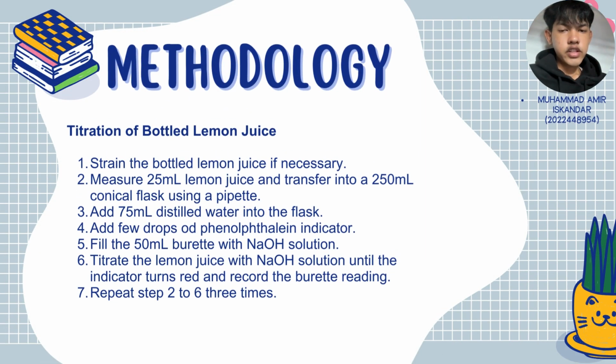Next is the titration of bottled lemon juice. First step, we have to strain the bottled lemon juice if necessary, and then measure out 25 ml lemon juice and transfer into 250 ml conical flask using a pipette, and then add 75 ml of distilled water into the flask. Add a few drops of phenolphthalein and fill the 50 ml burette with sodium hydroxide solution. Titrate the lemon juice with sodium hydroxide solution until the indicator turns red and record the burette reading. Repeat step 2 to 6 3 times.